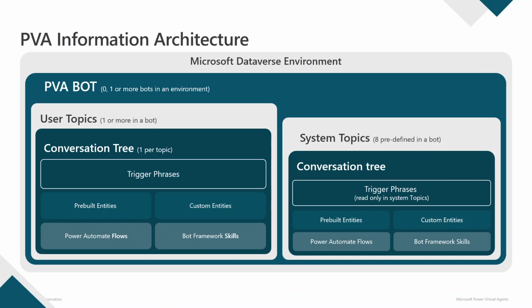Now, we need to be careful here and not get confused with old Dataverse terminology. Entities used to mean tables, things like a data table. In Power Virtual Agents, custom entities means it's essentially a lookup. A custom entity is essentially like a lookup table, an option set.